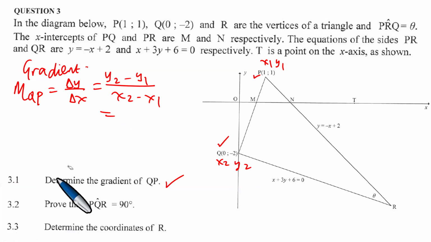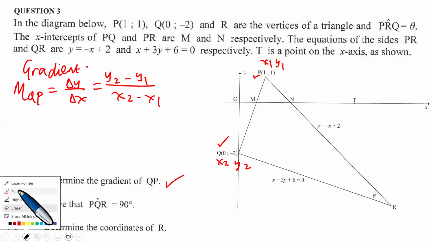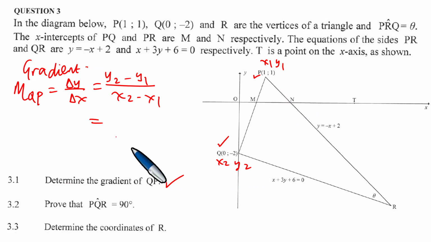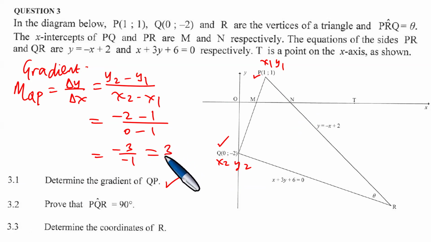So what is y2? y2 is minus 2, y1 is 1, x2 is 0, x1 is 1. And therefore you have minus 3 over minus 1, and this is 3. So we're interested in finding the gradient of QP, so you come here and say the gradient of QP is equal to 3. And this is how we find the gradient.